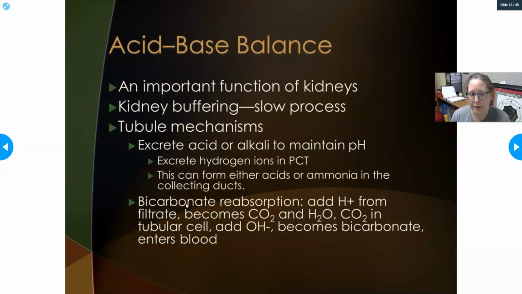The way it reabsorbs bicarb is it adds a hydrogen ion from the filtrate to the bicarb, and then it becomes CO2 and water. Then CO2 diffuses into the tubular cell. You add the hydroxide ion and it becomes bicarbonate, which then can enter the blood.